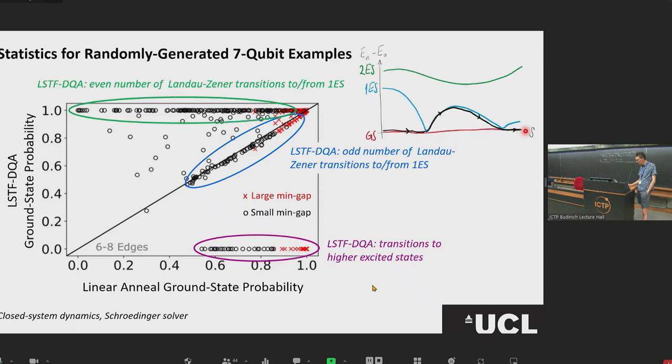The final cluster of data is what you might call the good news for the DQA technique, where we have a very high probability using the DQA technique, irrespective of what's going on. In that case, we've engineered the spectrum to do exactly what we want to do. In other words, we have an even number of Landau-Zener transitions between the ground state and the first excited state, so that we end up in the ground state at the end of the anneal, even though we may have this avoided crossing in the adiabatic approach. So there's a complicated array of possible transitions we might undergo, some of which are good news for DQA, some of which are not such good news.